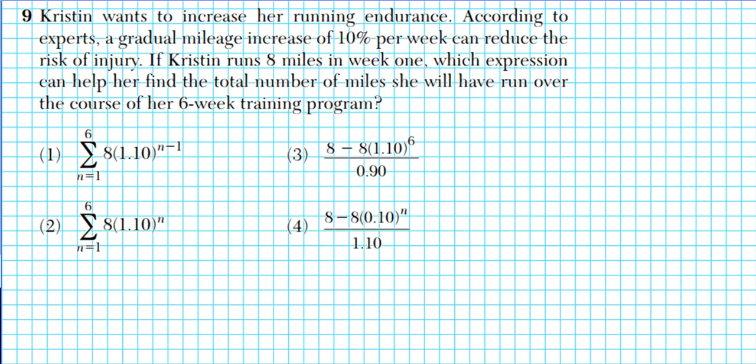Alright, let's take a look at question number 9. It says, Kristen wants to increase her running endurance. According to experts, a gradual mileage increase of 10% per week can reduce the risk of injury. If Kristen runs 8 miles in week 1, which expression can help her find the total number of miles she will have run over the course of her 6-week training program?